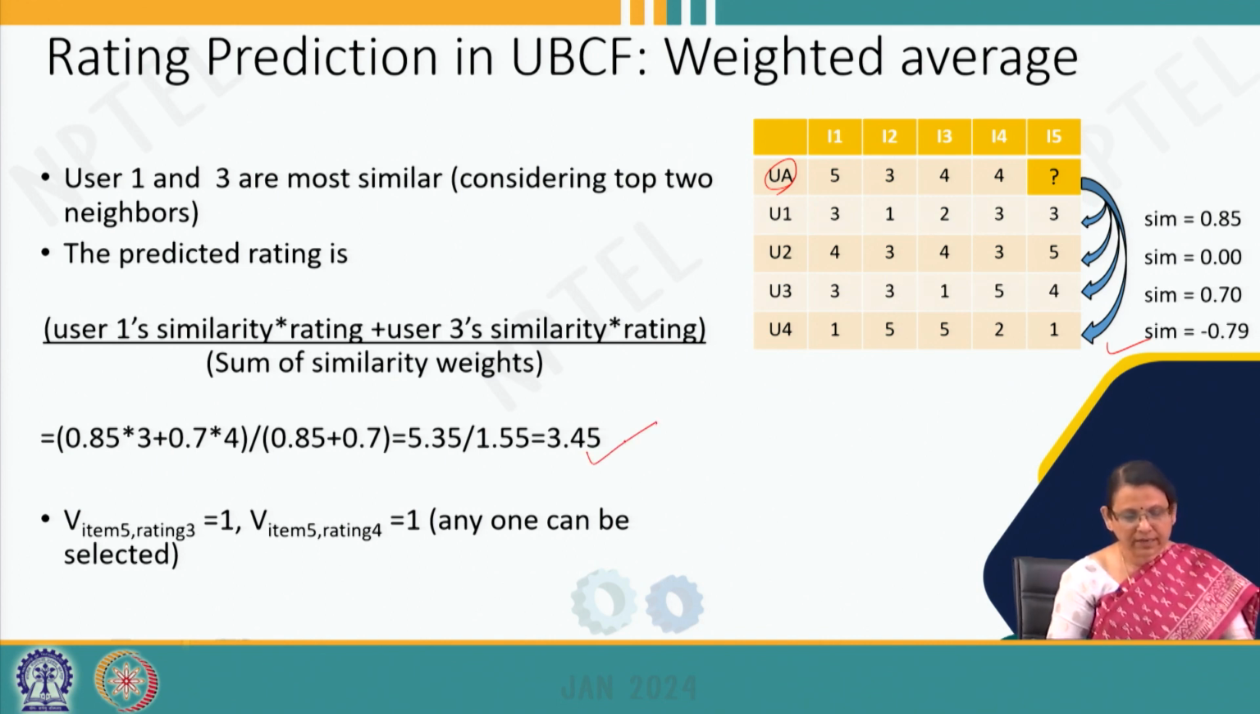So, when we predict the rating, it is no more in this 1 to 5 scale. So, what do you do? Now, look at this: item 5 rating 3, item 5 rating 4. What are we predicting? Item 5 and item 4. So, this value is 3.54. So, this 3.54, whether it will be 3 or whether it will be 4.